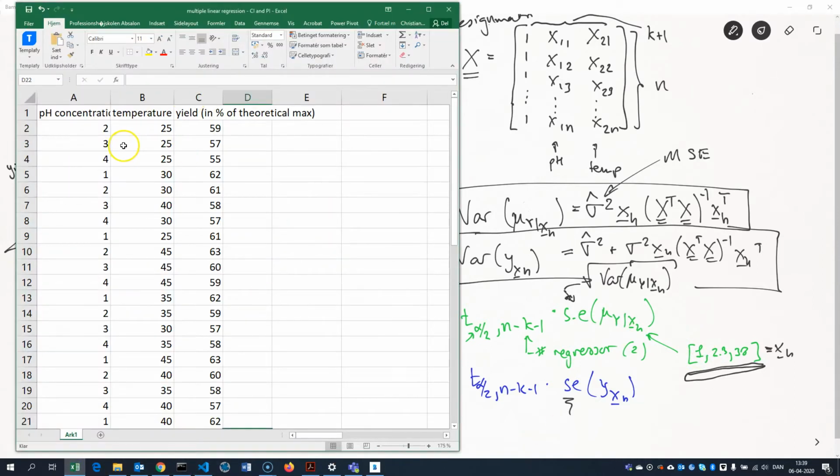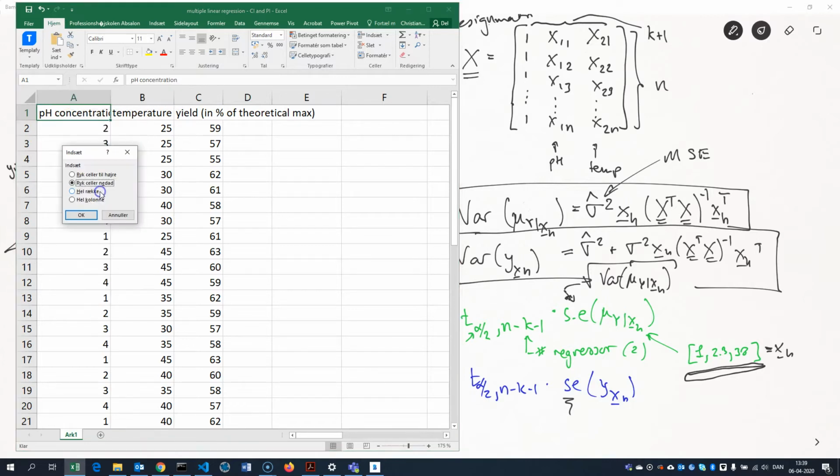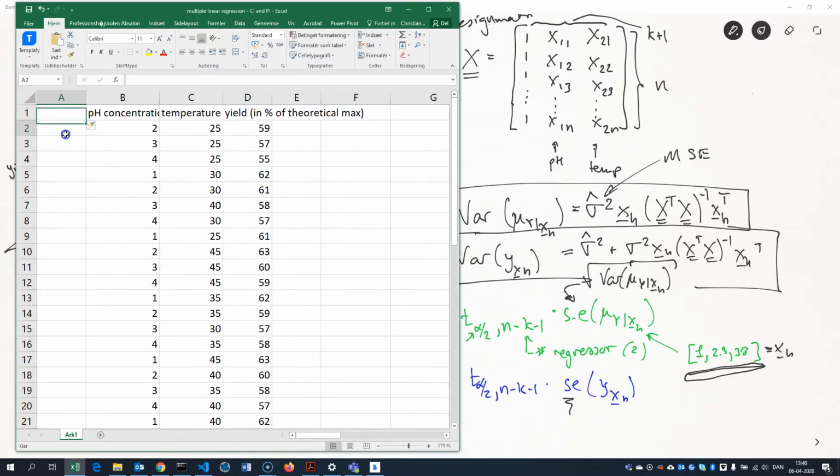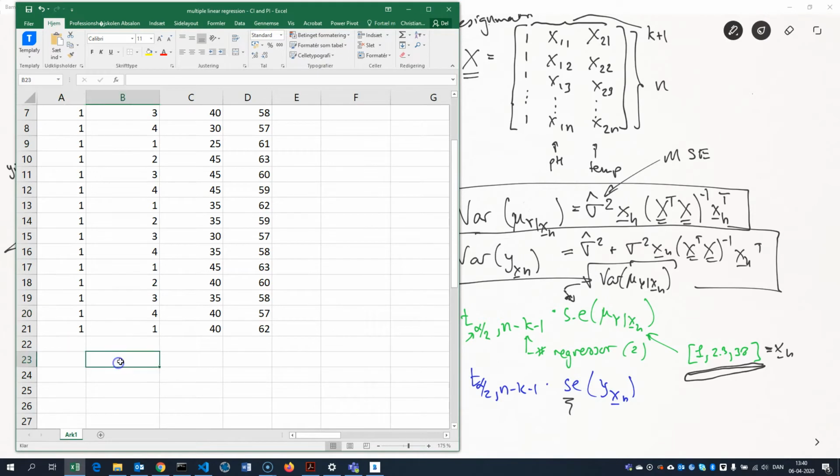So our starting point is just our data here for the two regressors and the response. And the first thing we will do is to insert a column of ones. So we'll just add a lot of ones here so that we now have a design matrix. And in order to compute this variance, we need to take the design matrix, transpose it, and multiply it by itself, and then invert the result. So I'll do that in one operation here.